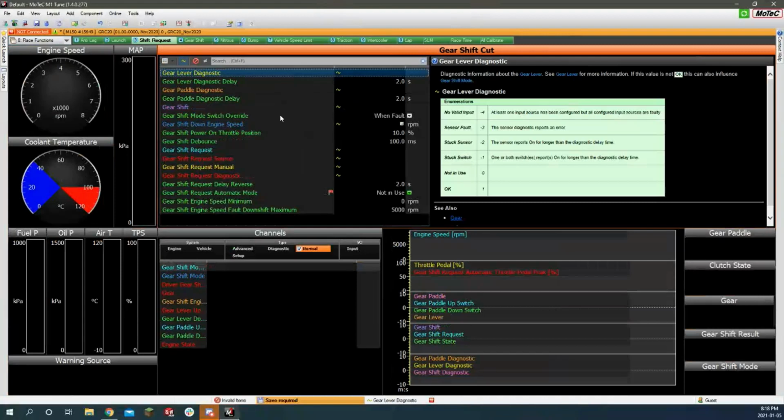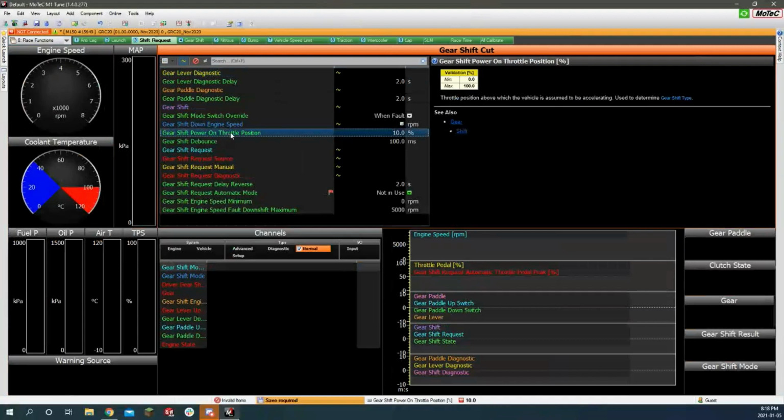Then there's the shifter stuff. This has to do with the paddle shifters: gear shift power on throw position. There's a whole bunch of stuff.